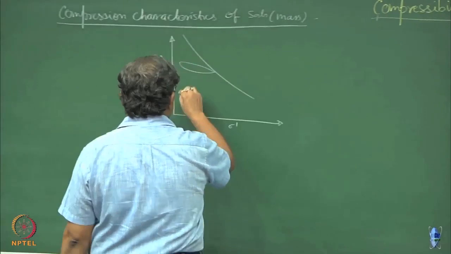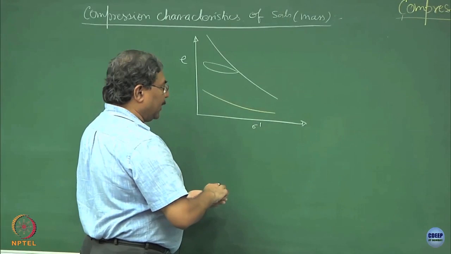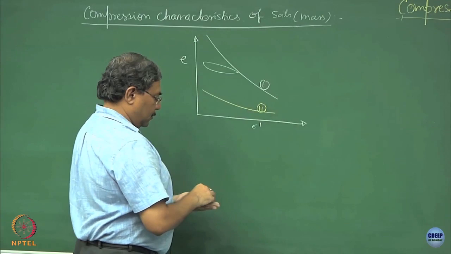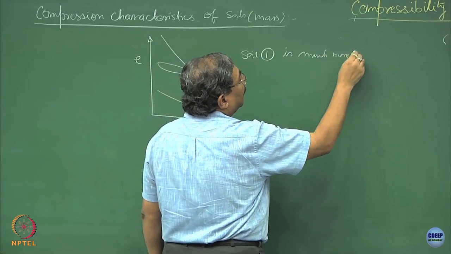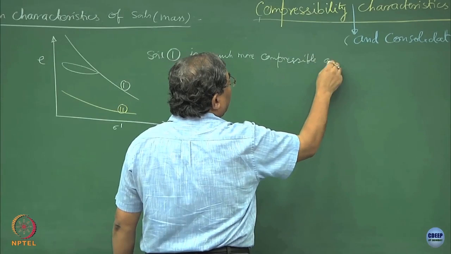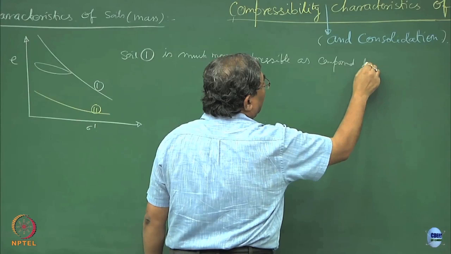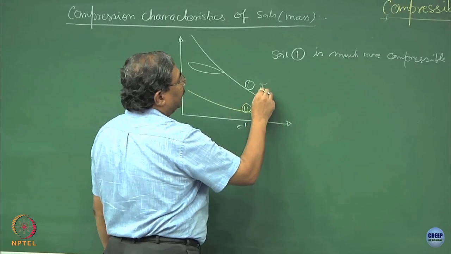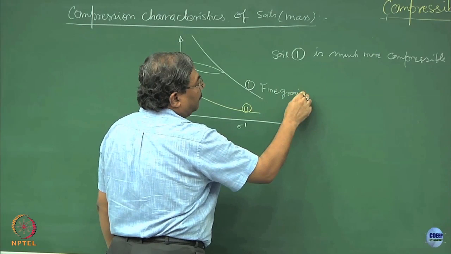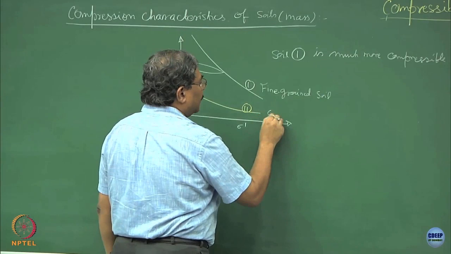So, it is understood that soil 1 is much more compressible as compared to soil 2. This is how you can characterize the soils and differentiate between them. Most probably, 1 is going to be a fine grained material, and 2 is going to be a coarse grained soil.